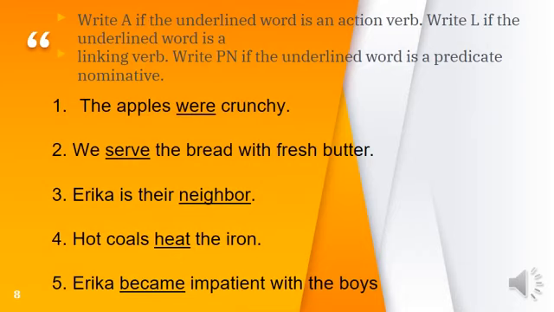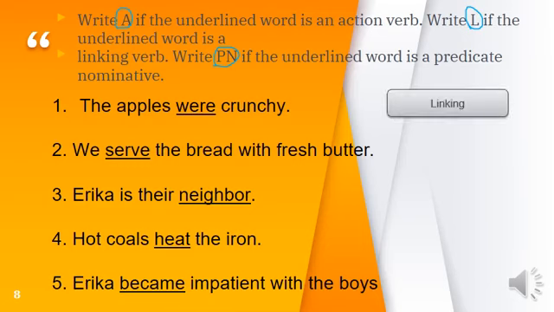Write A if the underlined word is an action verb, write L if the underlined word is a linking verb, and write PN if the underlined word is a predicate nominative. So the first one, the apples were crunchy. Here, were is one of the five forms of the verb to be: am, is, are, was, and were. So it's a linking verb.